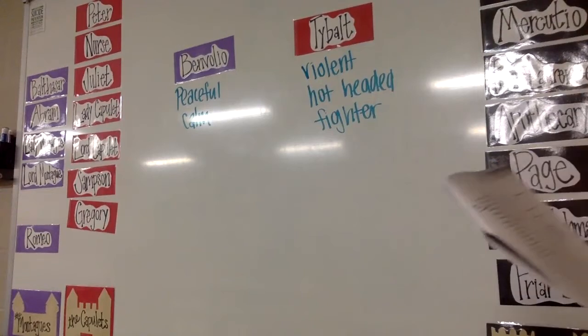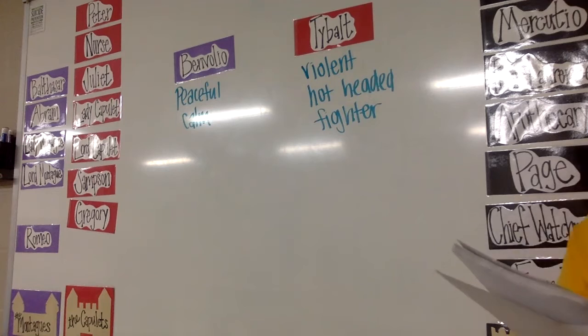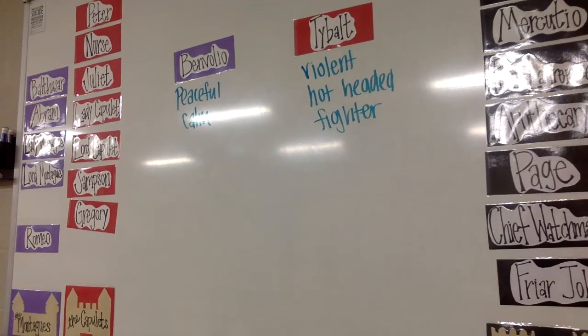My noble uncle, do you know of it? I neither know it nor can learn of it. Have you importuned him by any means? Both by myself and many other friends. But he, his own affections' counselor, is to himself, I will not say how true, but to himself so secret and so close, so far from sounding and discovery, as is the bud bit with an envious worm, ere he can spread his sweet leaves to the air, or dedicate his beauty to the sun. Could we but learn from whence his sorrows grow, we would as willingly give cure as know.